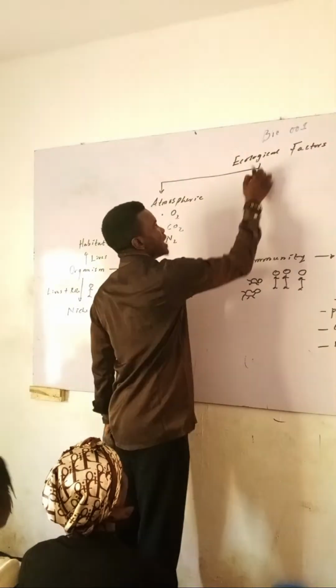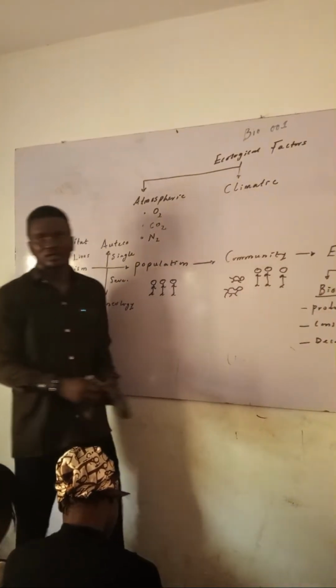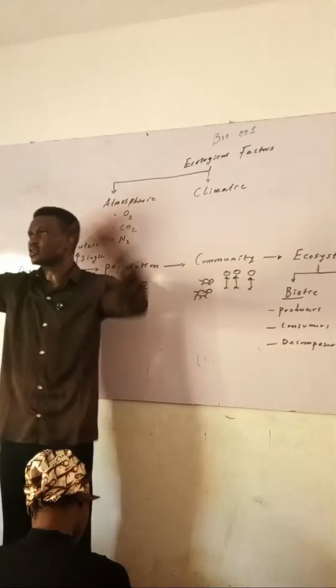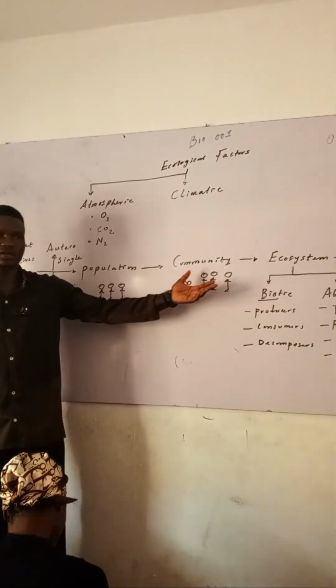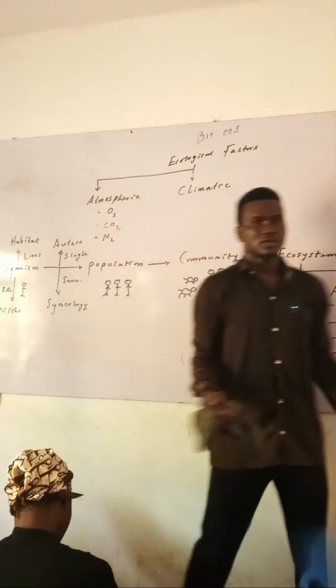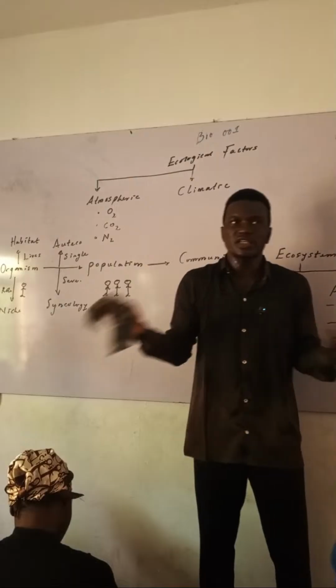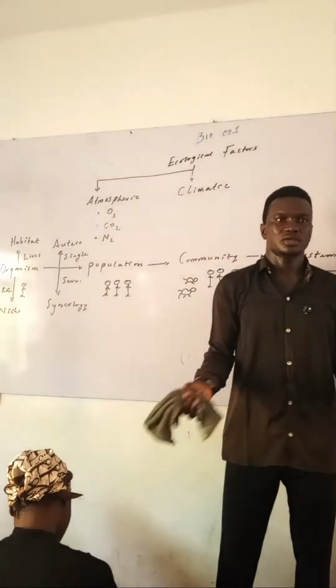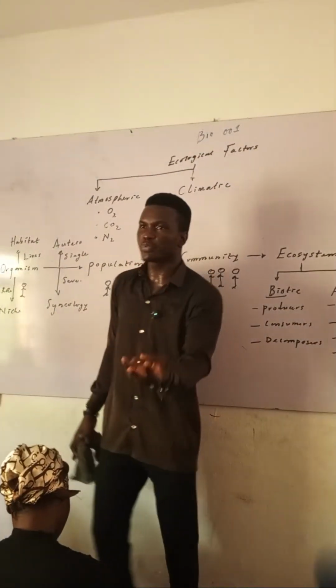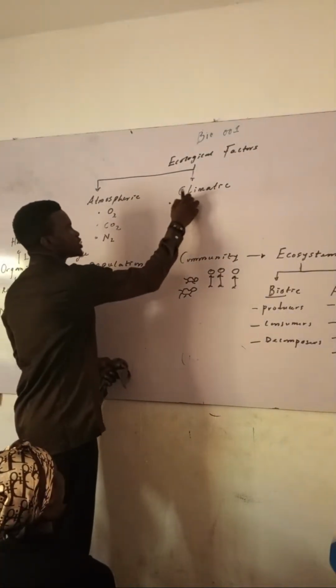We have climatic factors. From the word climatic, these are factors that affect the climate, the atmosphere, the way everything looks. That is a climatic factor. Anything that affects changes in weather condition. So you can have temperature. So climatic factor, part of it is temperature.